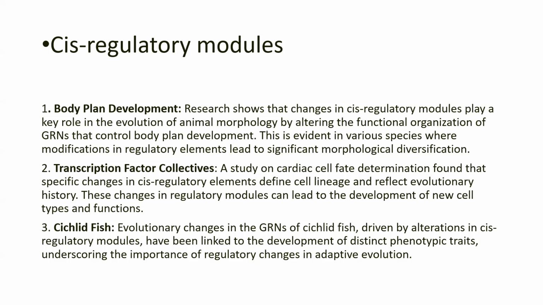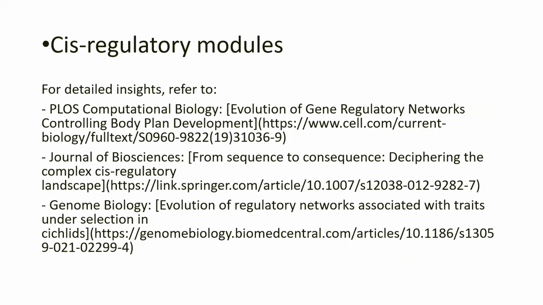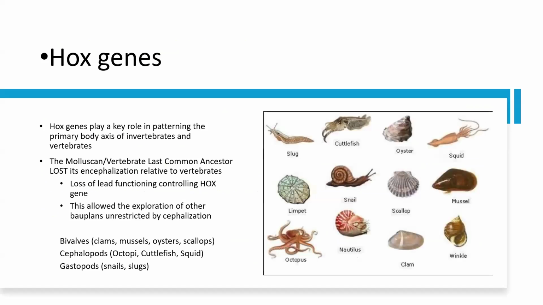You know, it's arguable that this is a good example because the cichlid fishes hybridize almost as much as oak trees. But if you're interested in CRMs, and there's a big literature on it, there's PLOS Computational Biology, on Body Plan, Journal of Biosciences, Deciphering the Complex Cis-Regulatory Landscape, and Genome Biology, Evolution of Regulatory Networks Associated with Traits Under Selection in Cichlids. Let's go back to the Hox genes. We're getting near the end here.